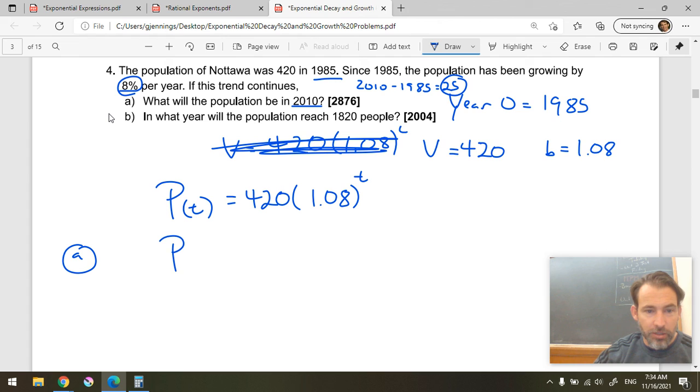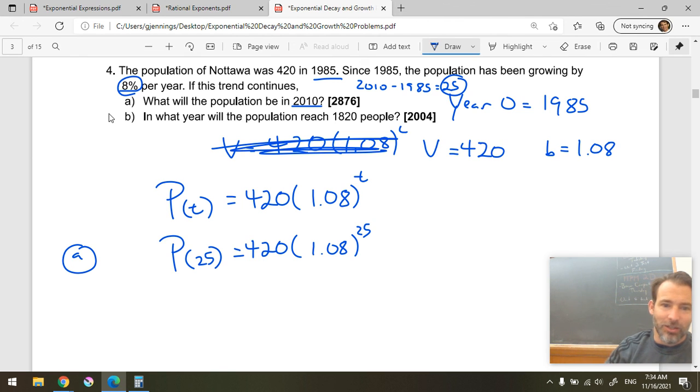Well, I'm being asked to solve for P at 25. That's equal to 420 times 1.08 raised to the power 25. Okay, so do that.